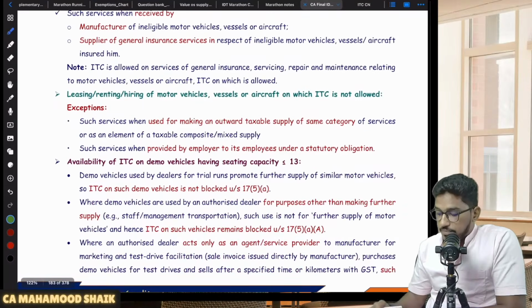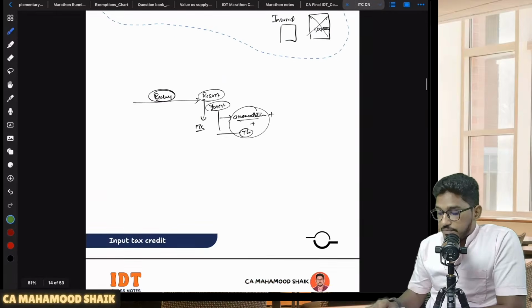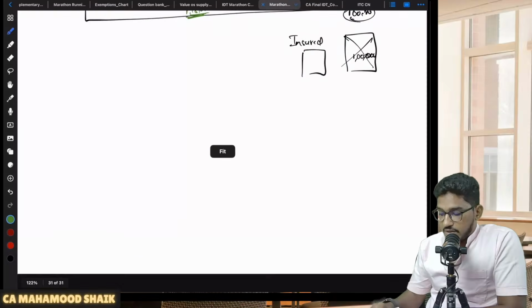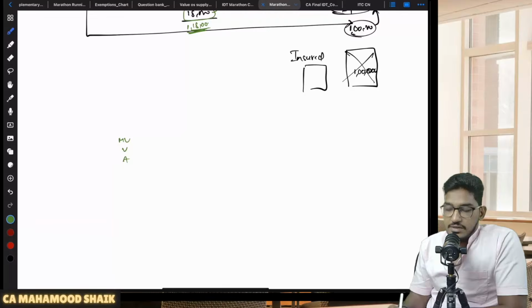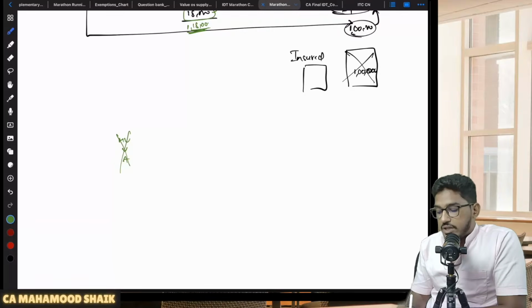Now, one more last thing here regarding motor vehicles. What some people have started thinking is, sir, if I am buying a motor vehicle, vessel or aircraft, you are saying that I am ineligible to take the ITC. I will do one thing. Instead of buying it, I will take it on rent.